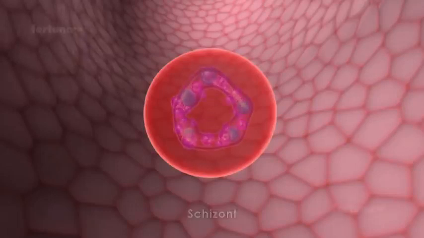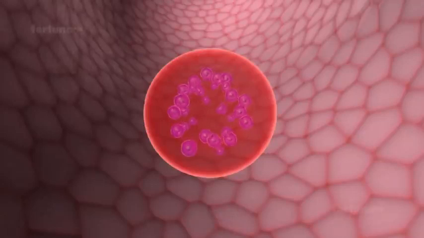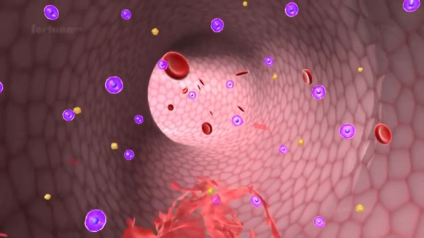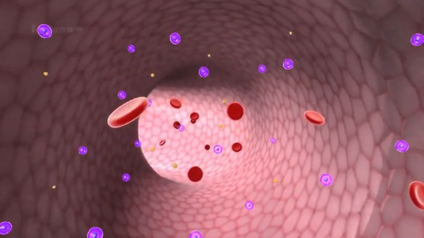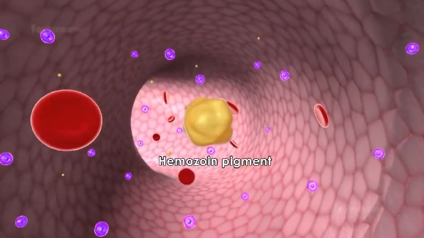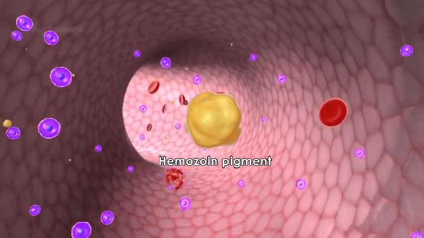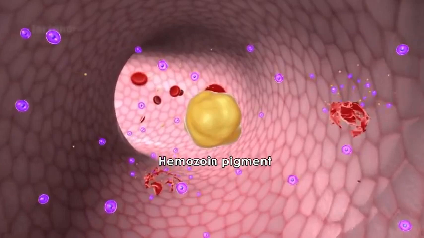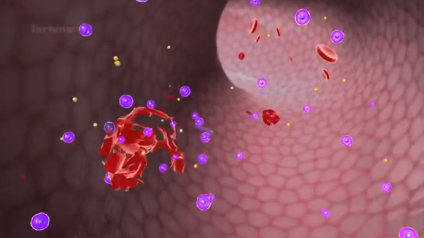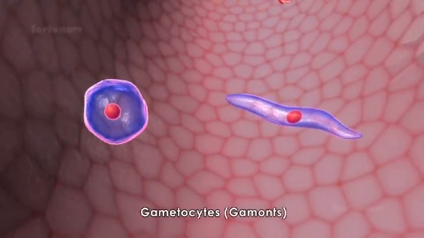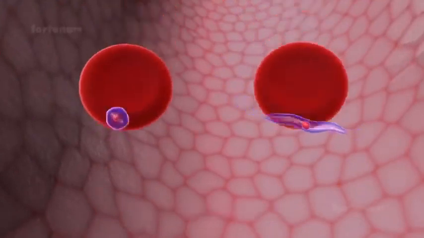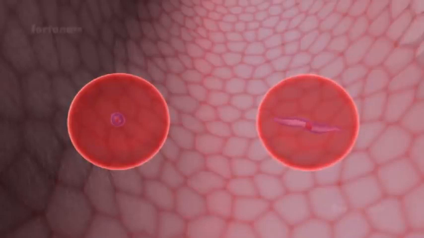The schizonts will produce numerous merozoites, which will rupture the red blood cells and attack fresh erythrocytes. Along with the merozoites, hemozoin pigment and toxic substances will cause malaria. Some of the merozoites will differentiate into gametocytes or gametes, which will not develop any further in the red blood cells and will not rupture the cells.